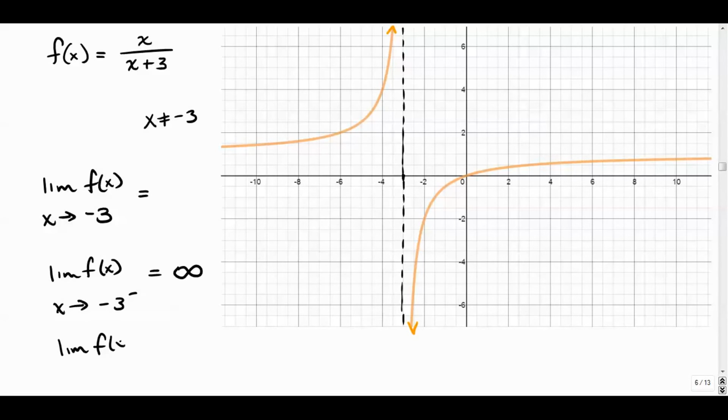Take the one-sided limit as the x values get close to negative 3 from the right-hand side. So now we're coming in this way. Just follow the curve down, and you see that the values approach negative infinity. They don't come together. The two one-sided limits are not the same, so the overall limit does not exist.